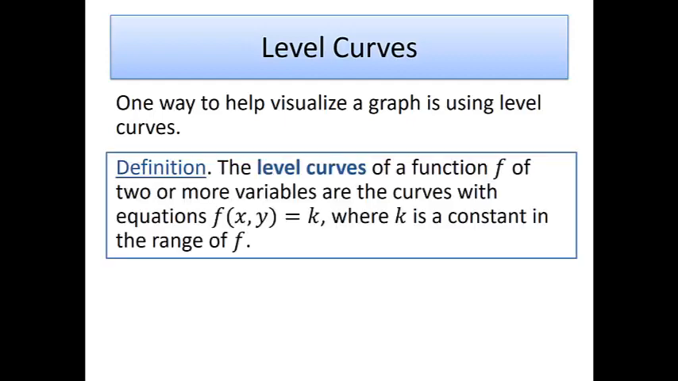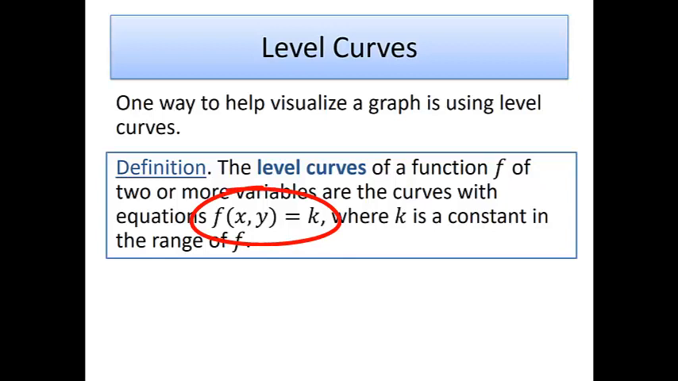So here's our formal definition. The level curves of a function f of two or more variables are the curves with equations f of x, y equals k, where k is a constant in the range of f. To compute our level curves, we'll simply take the equation of our function and set it equal to a constant k.